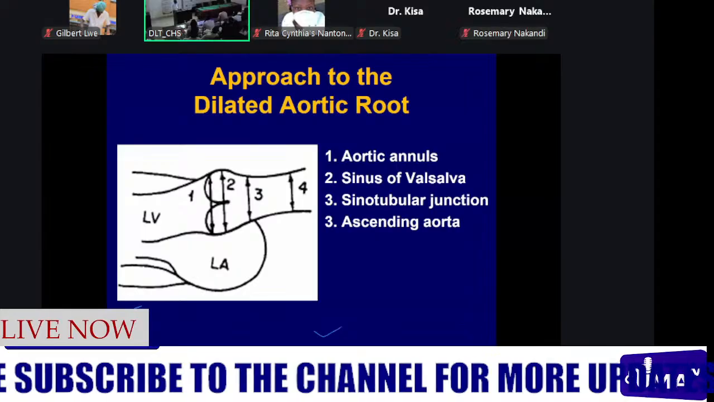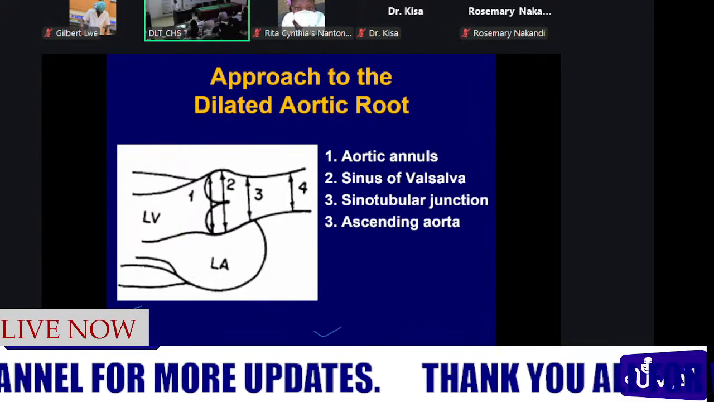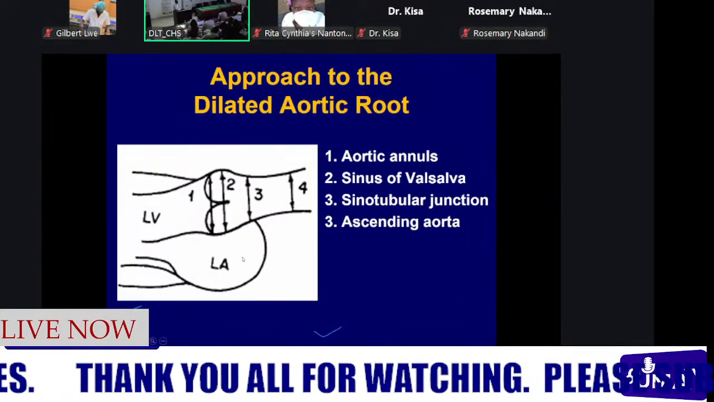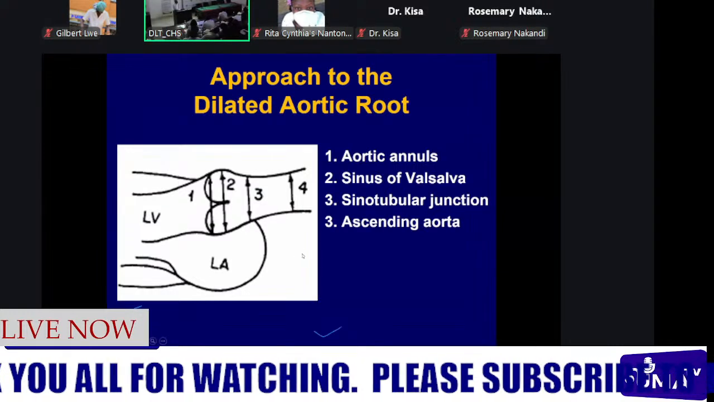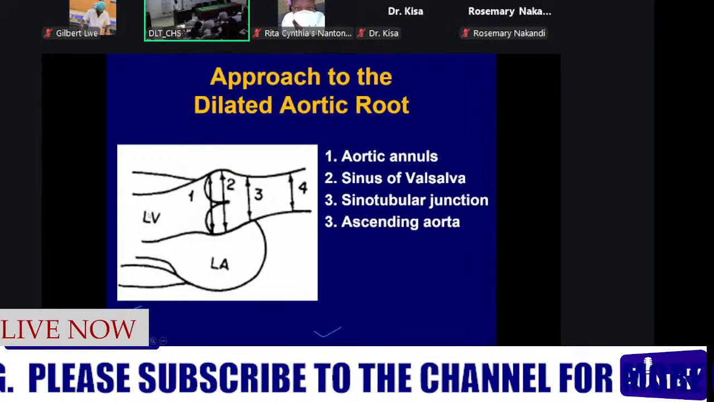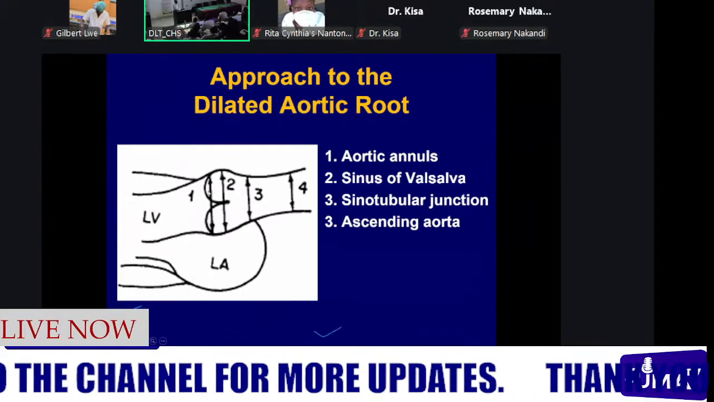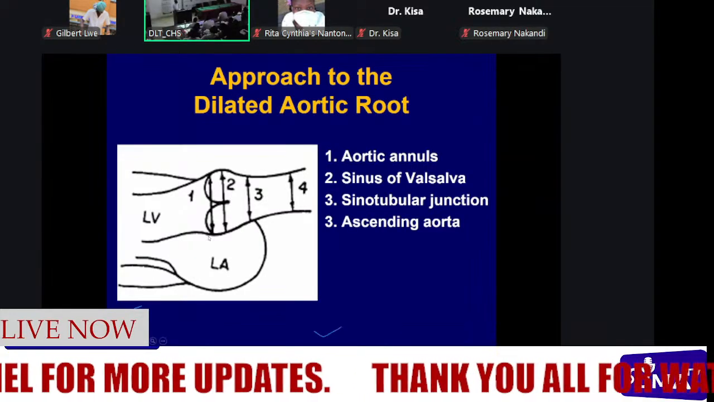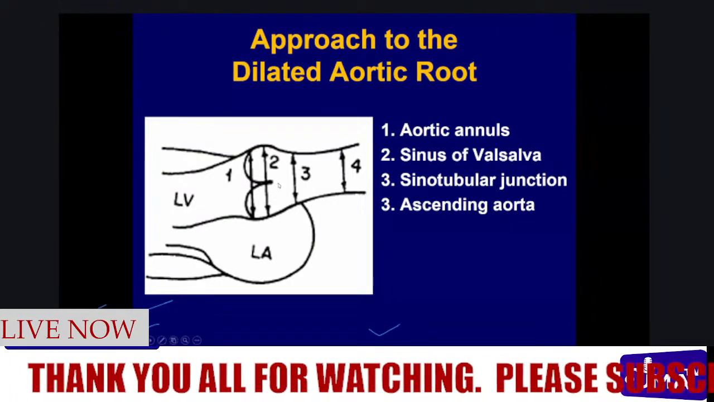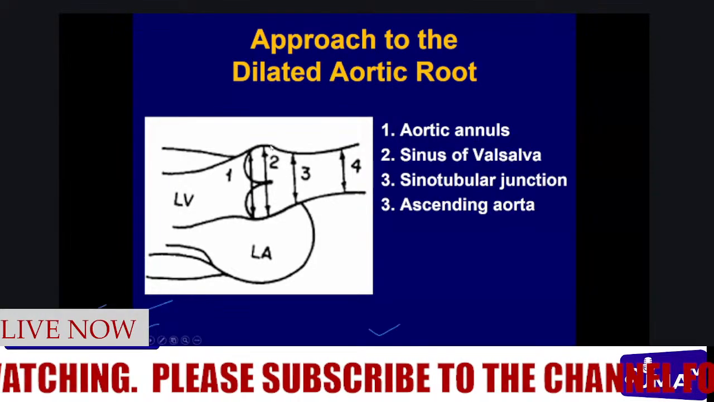This has already been talked about, but as cardiologists, we are mainly interested in the aortic root. Here you can see the left atrium. Blood coming from the lungs enters the left atrium, then goes through the mitral valve to the left ventricle. From the left ventricle you have your aortic valve, and then you have these 4 segments. Number 1 is the aortic annulus. Then the bulging is the sinus of Valsalva, which Dr. Keller has already talked about. This is where the coronary arteries originate from.